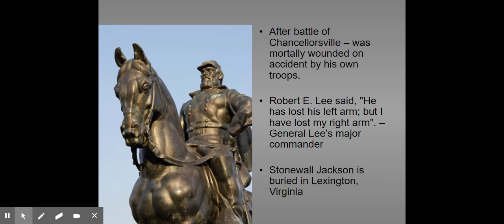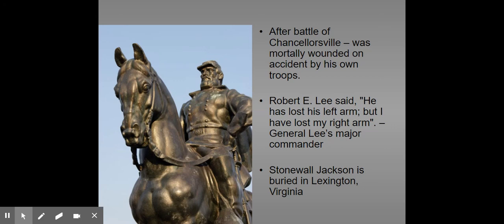Jackson is buried in what right now is called Stonewall Jackson Memorial Cemetery, but my understanding is they are going to rename that something else. I think it's either going to be Lexington Presbyterian Cemetery or something like that. But Jackson is there right in the center of the cemetery, big statue over his grave. So if you're ever in Lexington, visit both Washington and Lee, VMI, and Jackson's grave in the center of town.